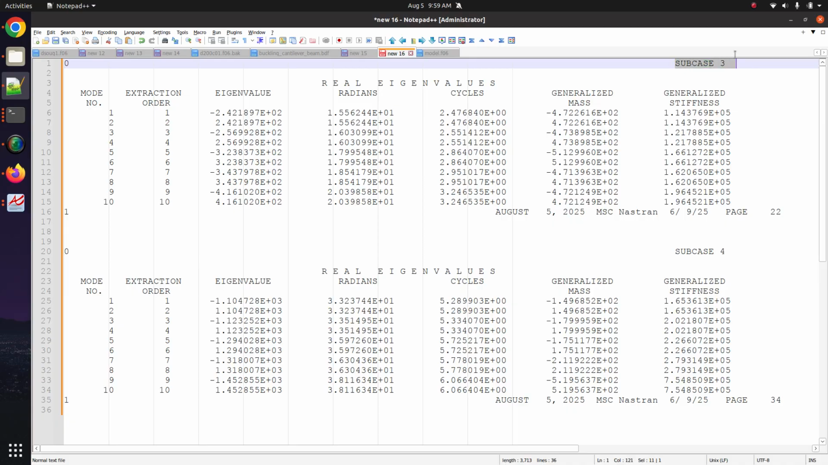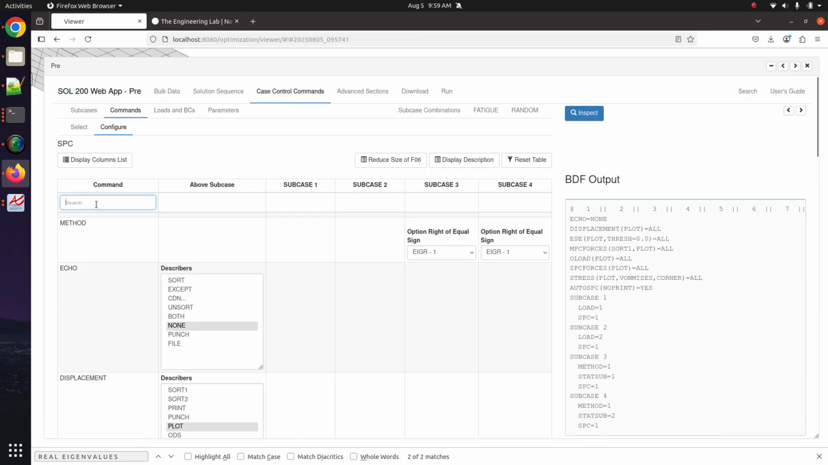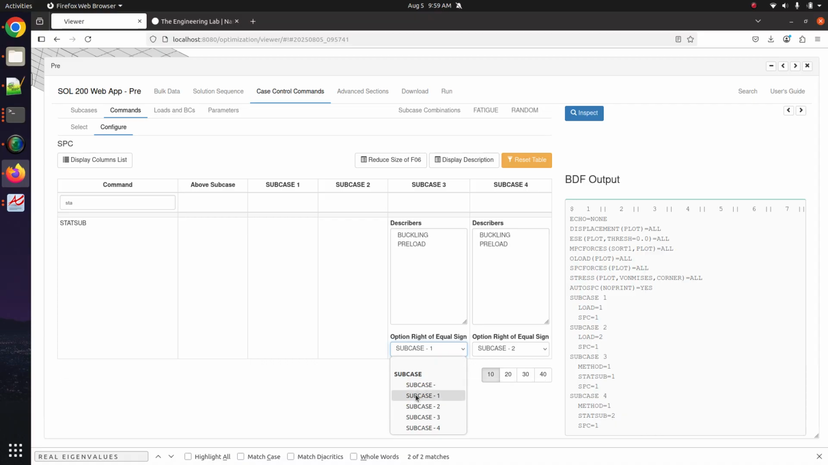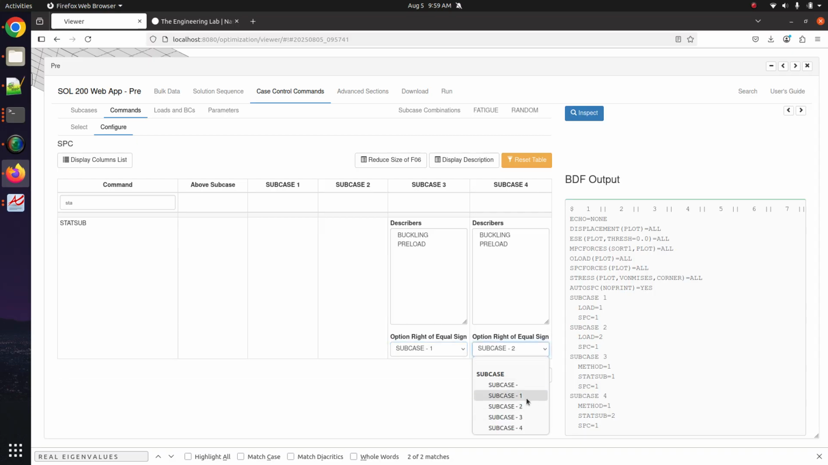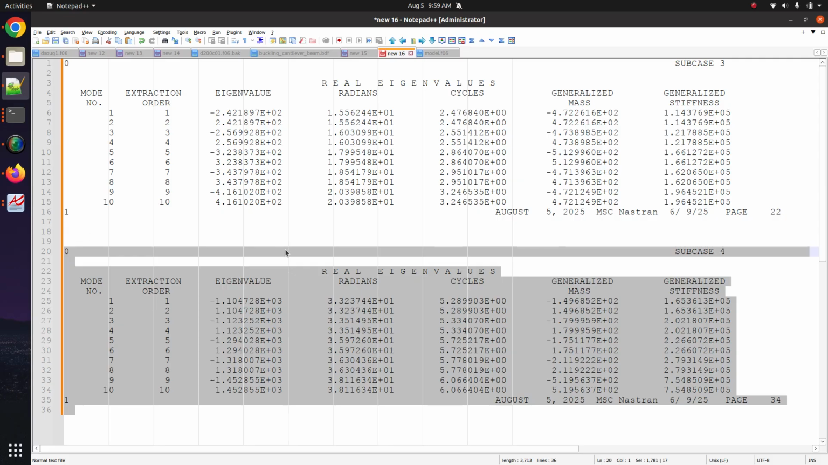We know that we use STATSUB in subcase 3. We said for the buckling analysis, you use the results from subcase 1. So that's what we did. Subcase 3 is a buckling analysis. We said take the results from subcase 1, which is a linear statics analysis, then perform the buckling analysis. For subcase 4, we said take the results from the statics analysis, subcase 2, and perform the buckling analysis. So these results are effectively the buckling analysis for subcase 3 / subcase 1. These are the buckling analysis results for subcase 4 / subcase 2.